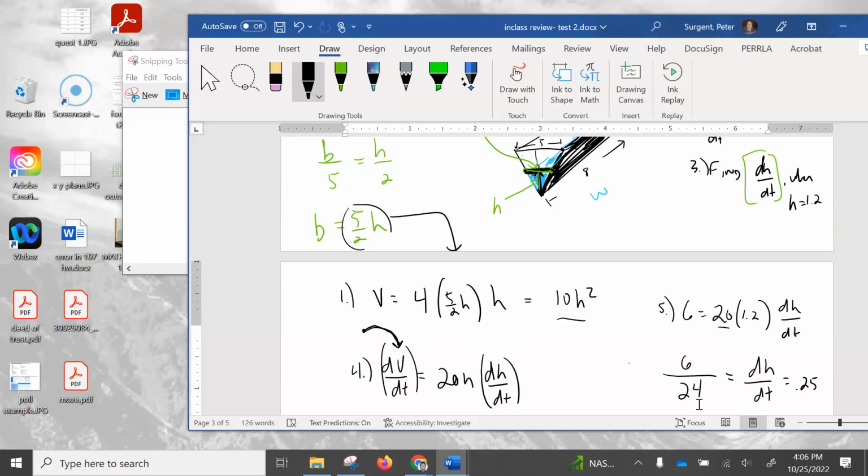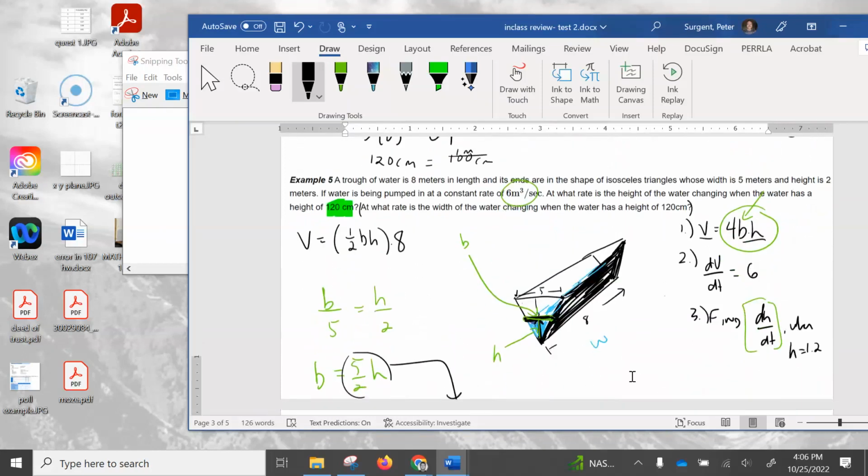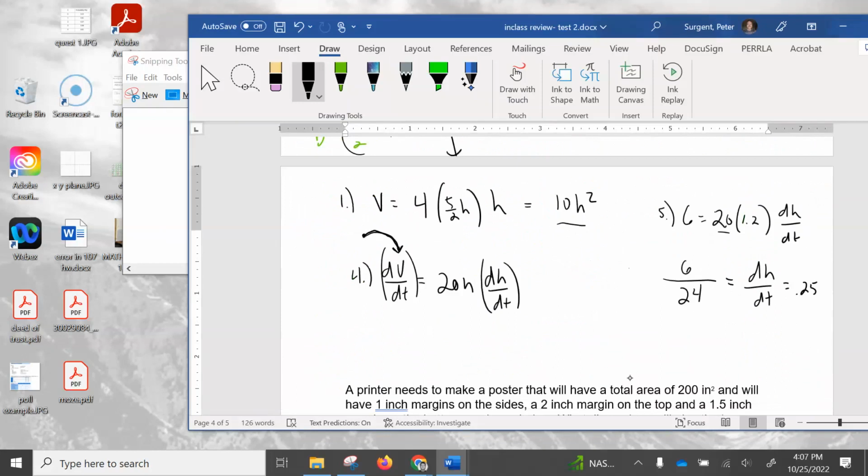So remember, that's H, so it's not squared. Remember, it's meters because we converted to meters. So it's not square meters per second. It's not cubic meters per second. It's just meters per second.